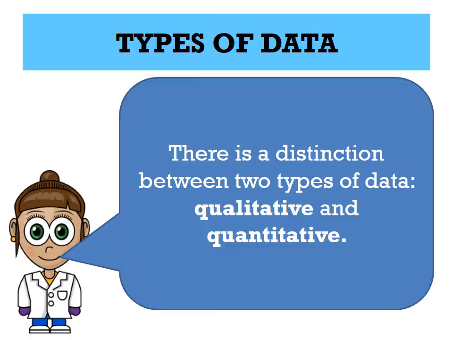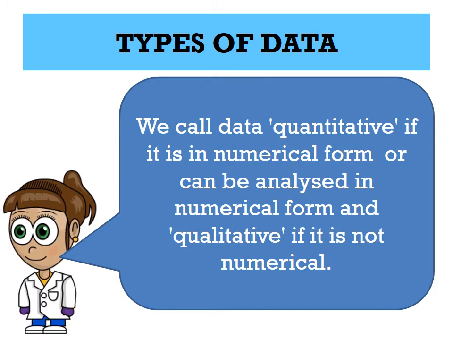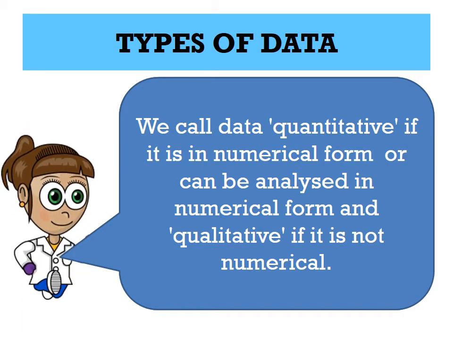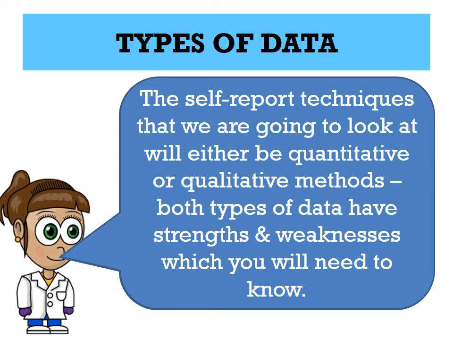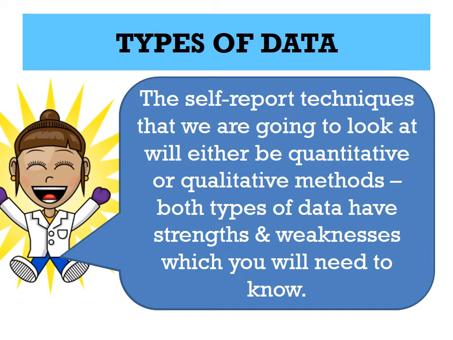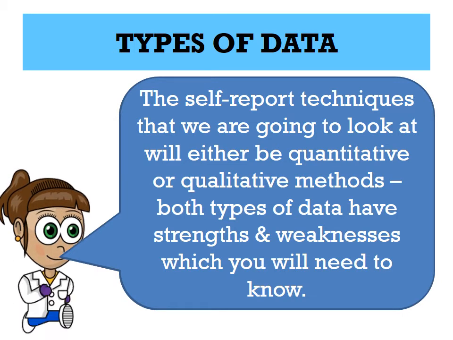Now, before we get into that, we need to understand the distinction between two types of data, qualitative and quantitative data. We often call data quantitative if it is in numerical form or can be easily analysed in numerical form, and qualitative if it is not numerical. So the self-report techniques that we are going to look at will either be quantitative or qualitative methods. Both types of data will have strengths and weaknesses which you will need to know.